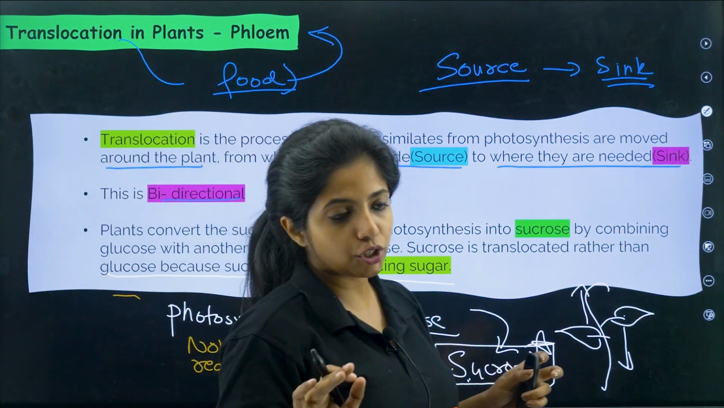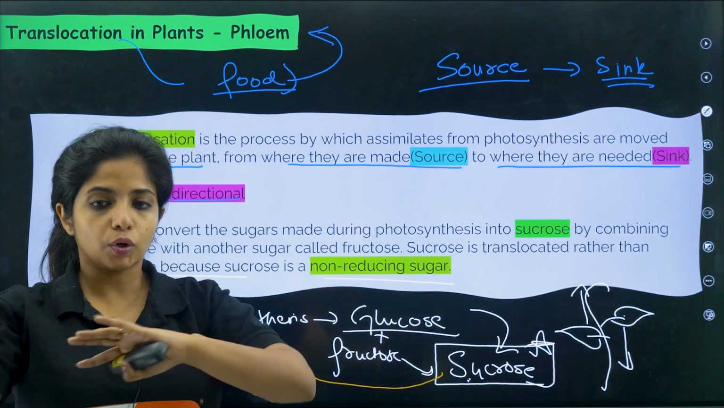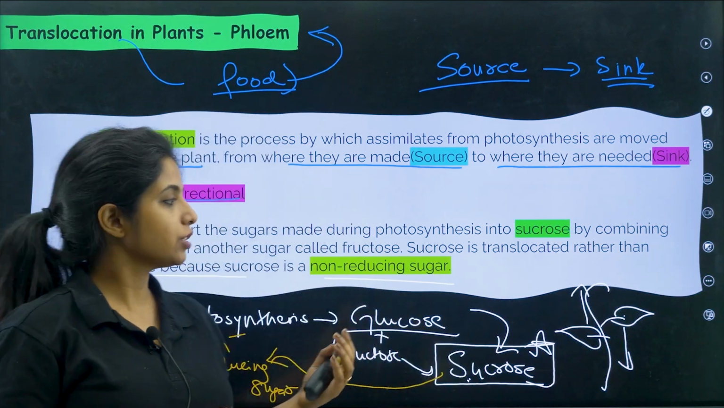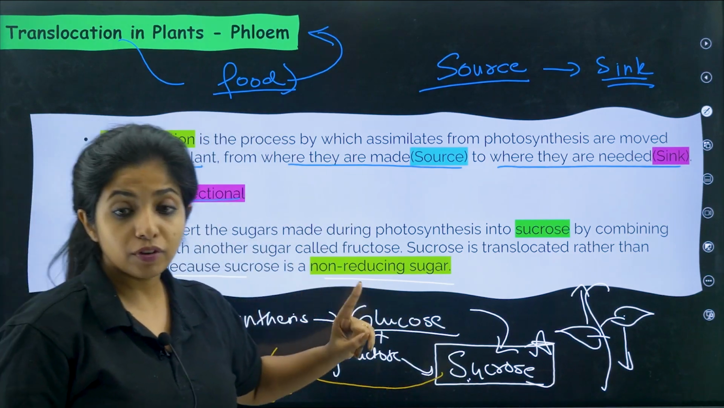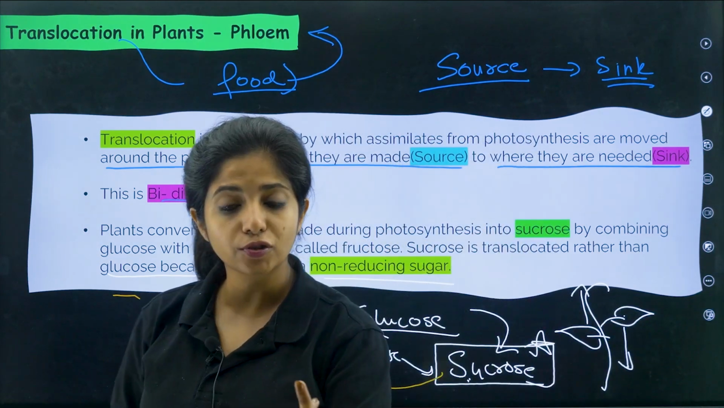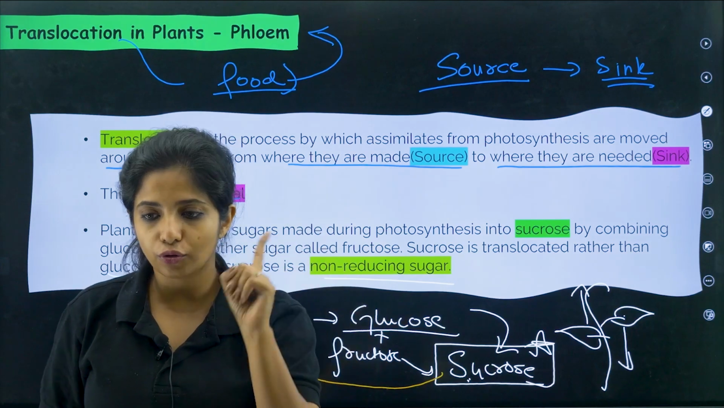Works. So translocation is a process where I am transporting things from the source to the sink, and this is bidirectional, my dear children. It can go in both directions. And one more thing. In which format is it being transported? Sucrose, because sucrose is what? Non-reducing sugar. How do you get sucrose? When you combine glucose with another sugar that is known as fructose, you get sucrose.